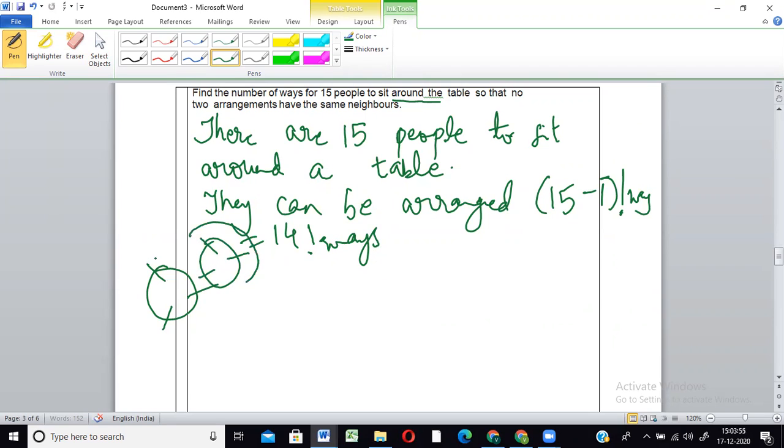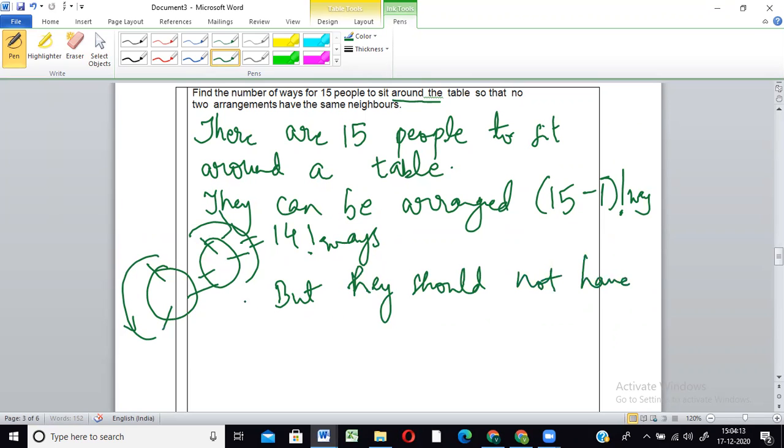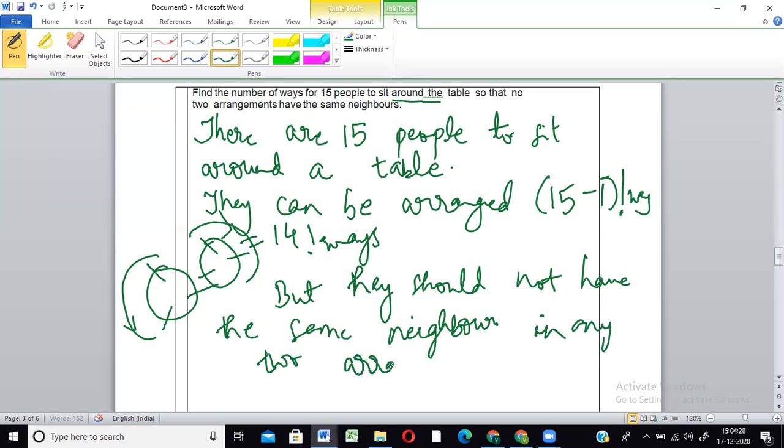Meaning either it was clockwise or it was anti-clockwise. I told you all about the clockwise movement and anti-clockwise movement last time. So there were in total only two ways possible, right? But now, what is that question telling you? According to the question, they should not have the same neighbor in any two arrangements.